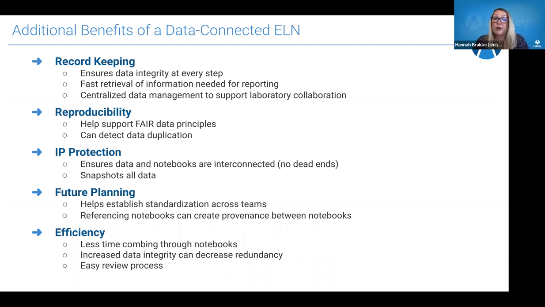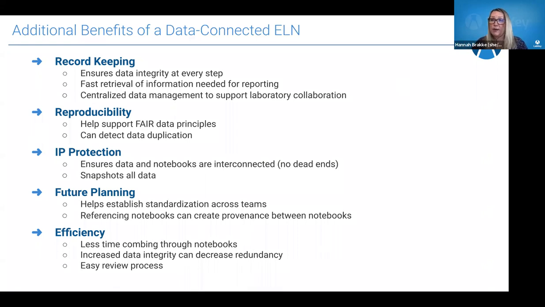It also allows for that really quick retrieval for reporting purposes. So as you're preparing for a publication or a submission, you can get that information as quickly as possible. And then, of course, having the centralized data management really helps support laboratory collaboration. So if we are all in the same lab, all using the same system, all using the same structured database with ELN templates, we're able to keep better records that people can understand later.